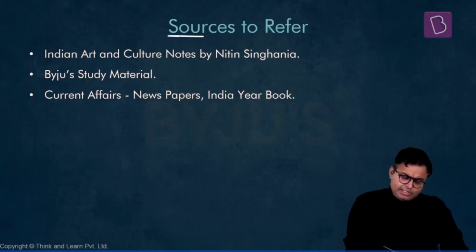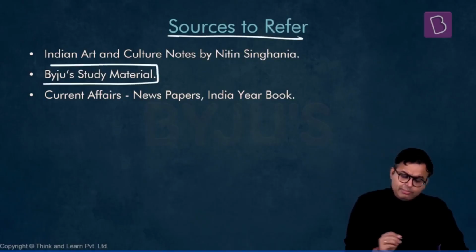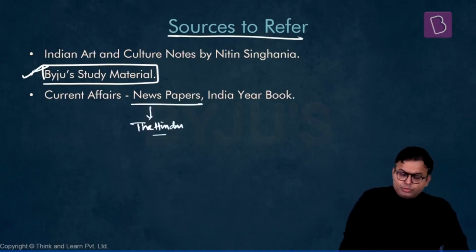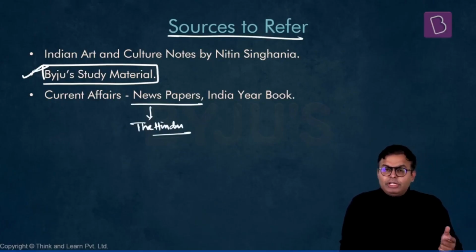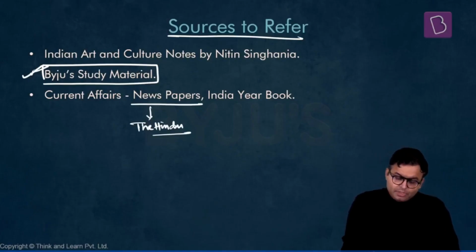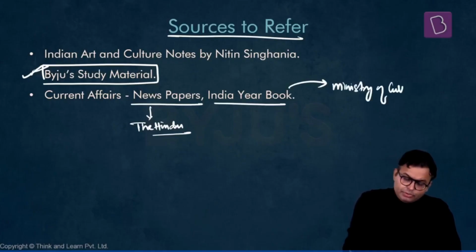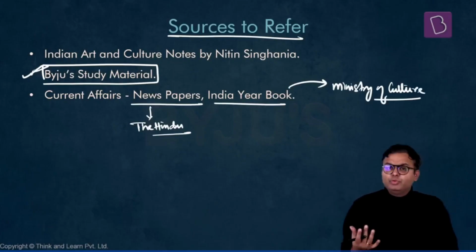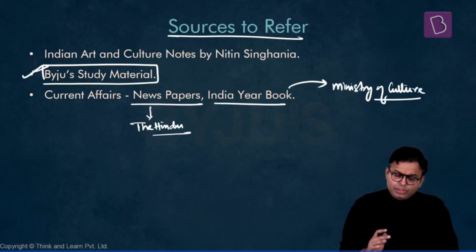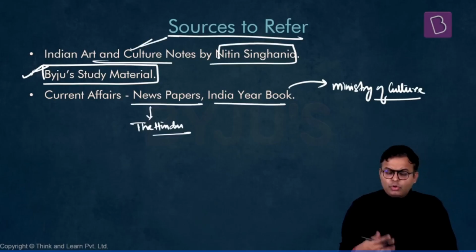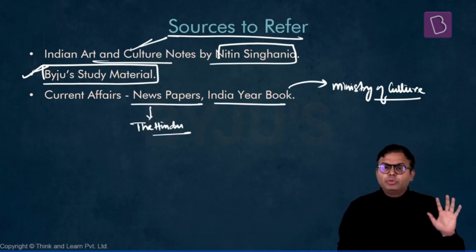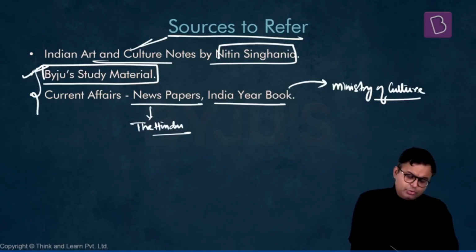Sources to refer. Again, as I say, BYJU'S study material, the tablet and the running notes should be your primary source. Newspapers, The Hindu. Sometimes you can also refer to the Explained page of the Indian Express if it has something. India Year Book, a chapter is there on the Ministry of Culture. Please refer to that if you have any doubt with reference to governance. And after you are done with this, you can refer to Nitin Singhania's Art and Culture notes or the textbook to see if you have missed out on anything. But I would say kindly stick to these two.